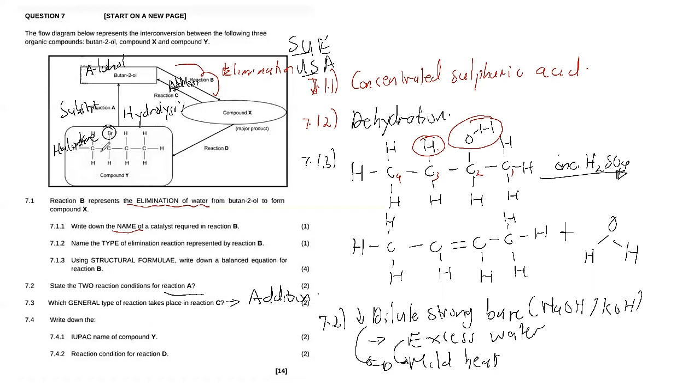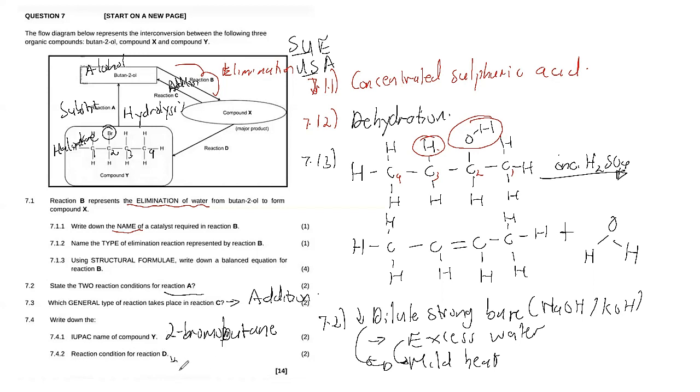Then 7.4 says write down 7.4.1 the IUPAC name of compound Y. From here we can see that we must start numbering from the side closest to the substituent. That's 1, 2, 3, 4. And then the name is now 2-bromobutane, because there are 4 carbons. Remember, but means 4. 2-bromobutane. And then 7.4.2 says the reaction condition for reaction D.